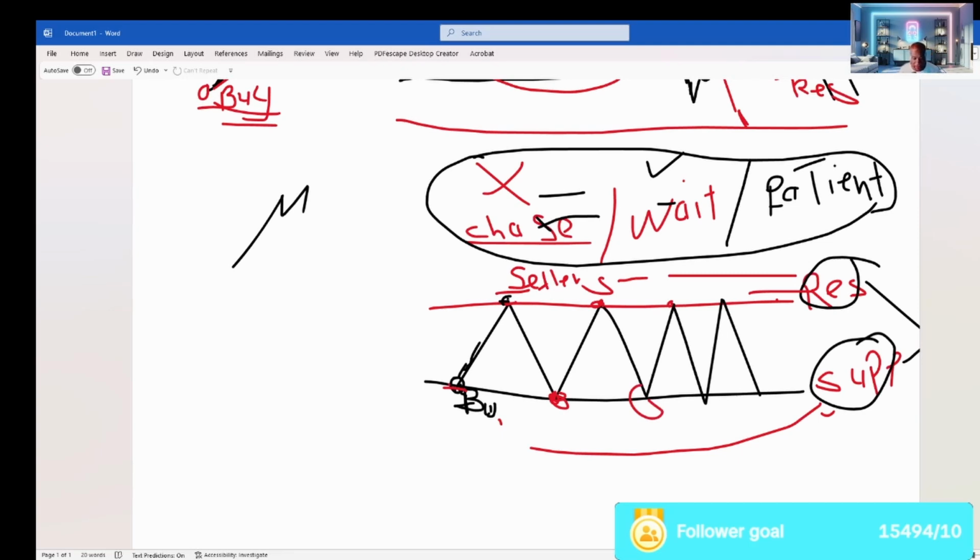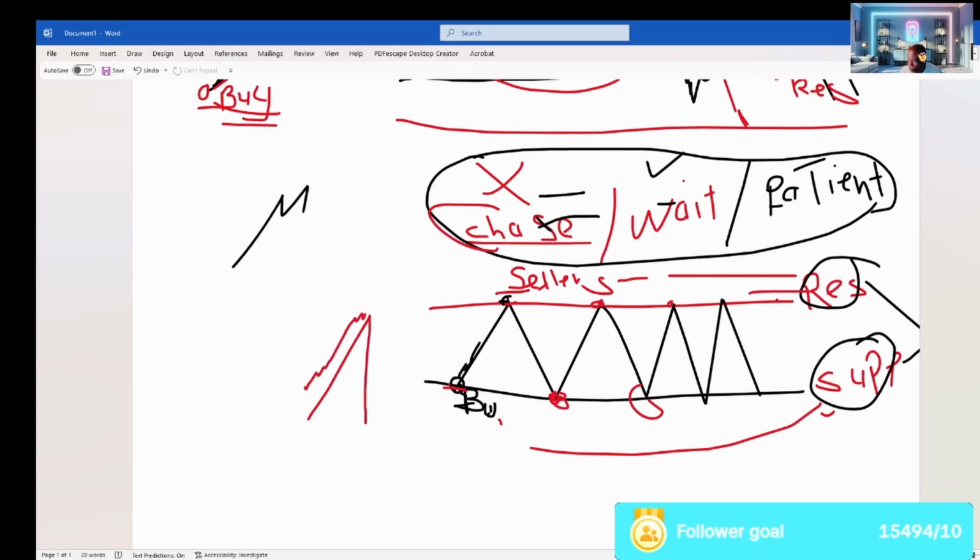As soon as you can do those three things, you'll be all right. Don't chase. Whatever is going up, don't go after it. Don't go after it.